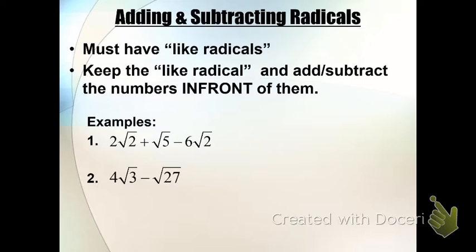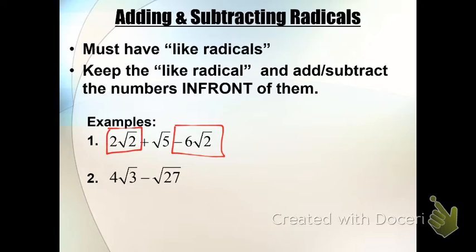So for this first example, I look at the three terms, root 2, root 5, and negative 6 root 2. All three of those individually have already been simplified, so I can't simplify any of those on their own. Now I would start looking for radical parts that are the same. The first and last term are like terms because their radical parts are root 2.